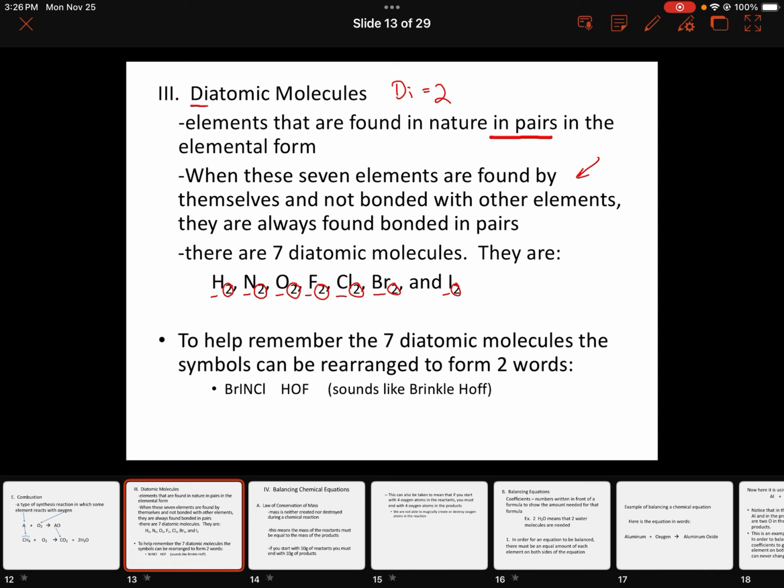In terms of knowing them, we just have to kind of memorize them. They're not that easy to memorize. I'll show you a couple things you can do. I like to use this. If I rearrange the letters: bromine, iodine, nitrogen, chlorine, hydrogen, oxygen, fluorine. It kind of sounds like Brinkelhoff, kind of a nonsense word, but it helps me remember them, and that's the one that I like to use. So as we go through these diatomic molecules, you'll hear me refer to the Brinkelhoff.